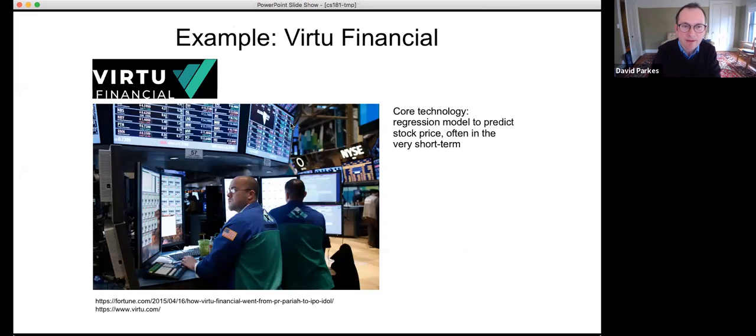One example of this is Virtu Financial. It's a NASDAQ firm. It's one of the largest high-frequency trading firms in the world. They also think about themselves as market makers. So they're basically making trades very rapidly, like extremely rapidly in the stock market. And they have a prediction problem. They're trying to predict the stock price, often in the very short term. You can think about that as a regression problem because the target is a number.